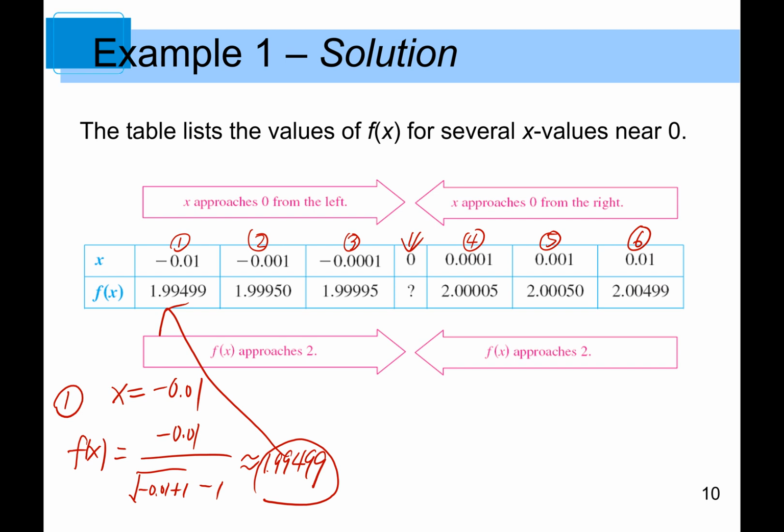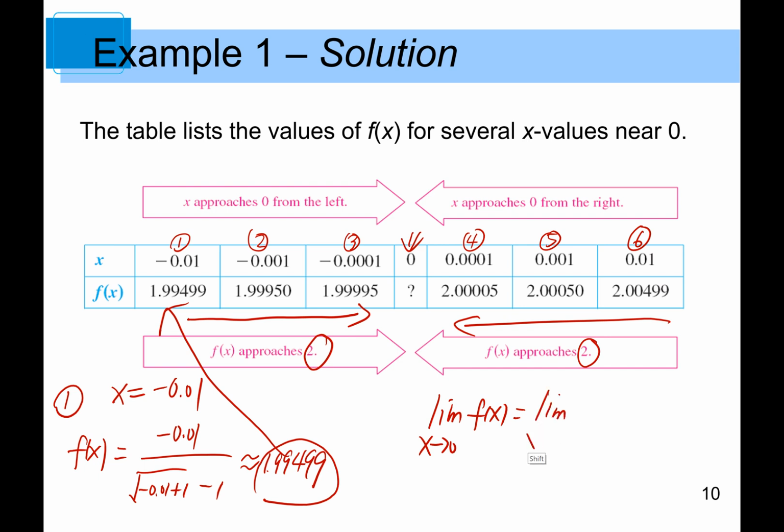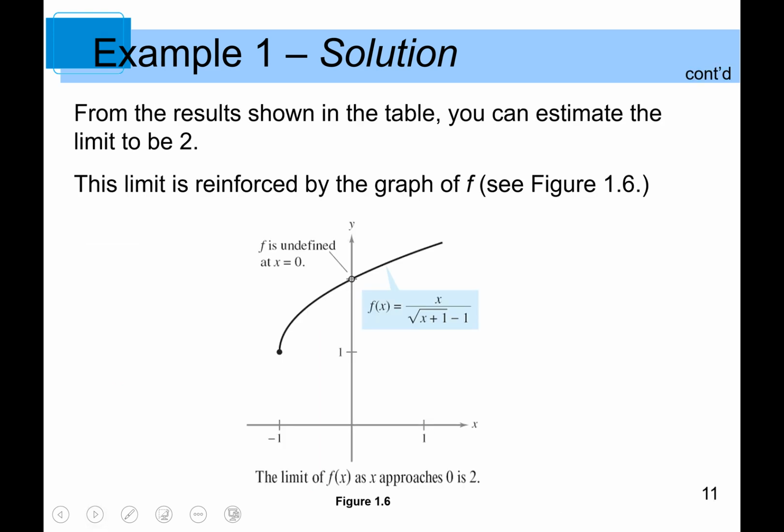So now let's take a look at the left-hand behavior. As you can see, the number is getting close to 2. And on the right-hand side, similarly, the number is getting closer and closer to 2. So we should be confident that when x approaches 0 from the left and right-hand sides, the limit as x approaches 0 of f of x, in this case x over the square root of x plus 1 minus 1, will be 2. From the results shown in the table, you can estimate that limit to be 2.